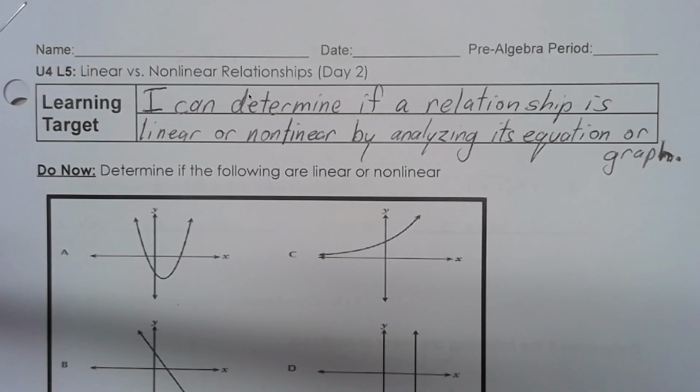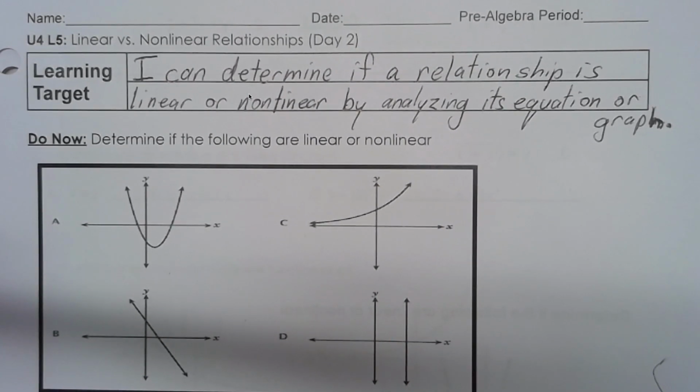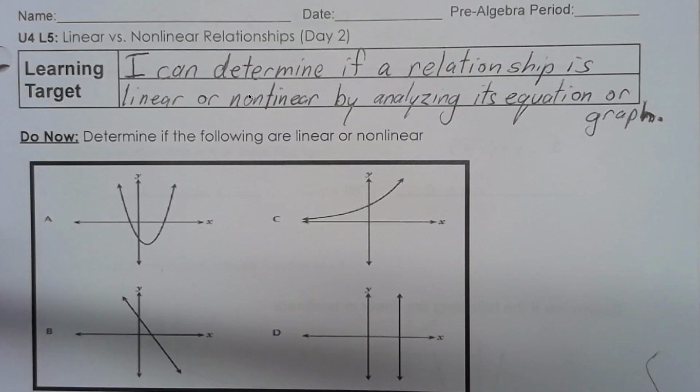Okay, so our learning target for today is: I can determine if a relationship is linear or non-linear by analyzing its equation or graph. Please write the learning target. It's the same learning target as yesterday. Honestly, it's really the same lesson. We're just practicing a little bit more. So pause the video, write down the learning target, and please try the do now before I go over it.